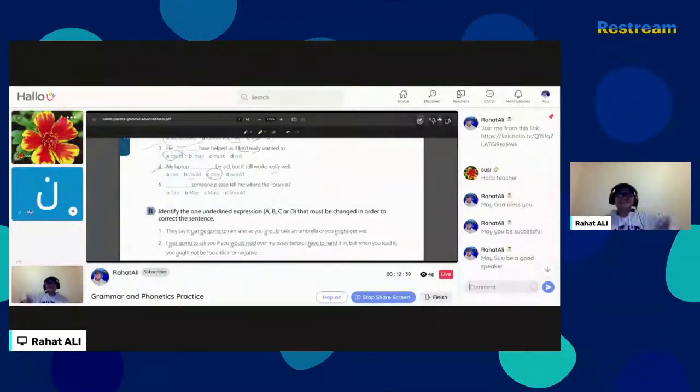You can. Yes, you can. That's the correct answer. Here, can means your strength or your ability. If you remember, there is a modal verb. Can someone please tell me where the library is?